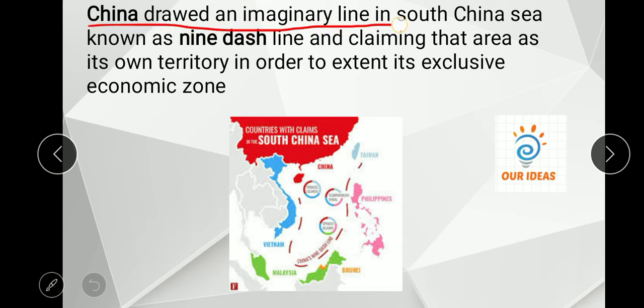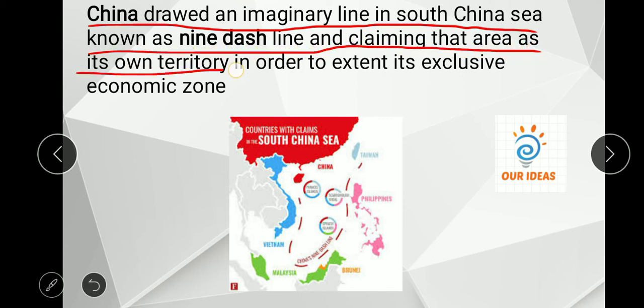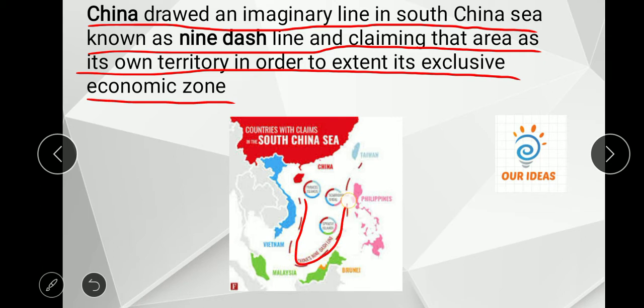So what happens? China drew an imaginary line in the South China Sea known as the 9-dash line, claiming that area as its own territory in order to extend its exclusive economic zone. What is the 9-dash line? It is this U-shaped line. China claimed that the area inside the U-shaped line is its own exclusive economic zone. You should remember the names of the three islands I mentioned: this one is Paracel Island, this one is Scarborough Shoal, and this is Spratly Island. You should know the names of these islands and of these five countries as well.